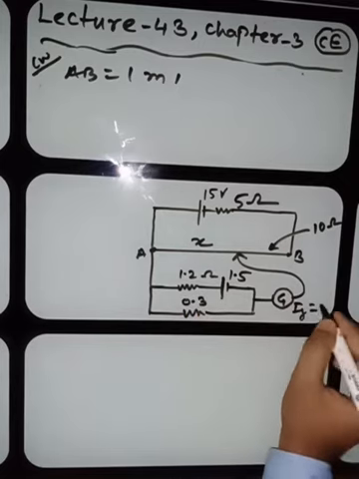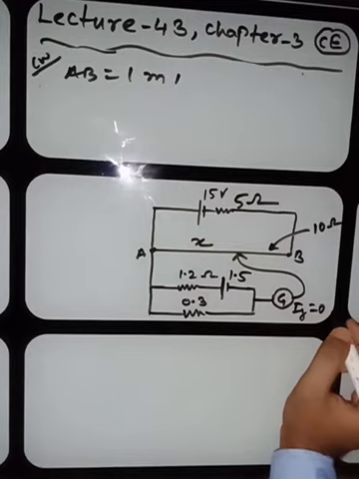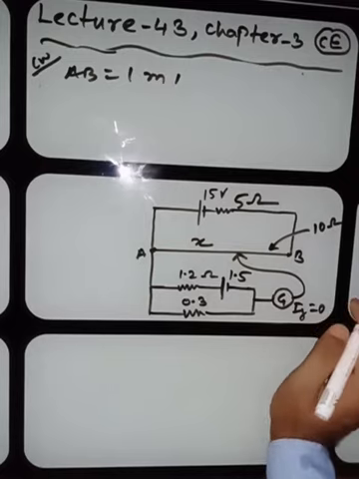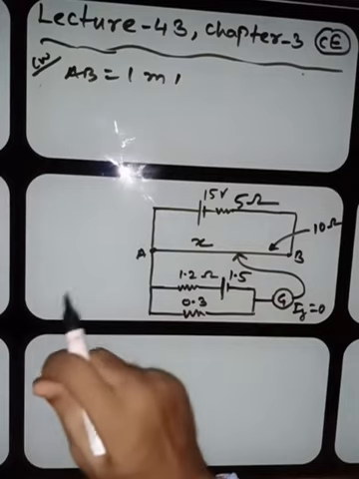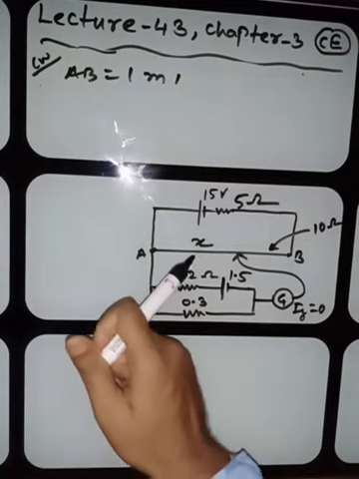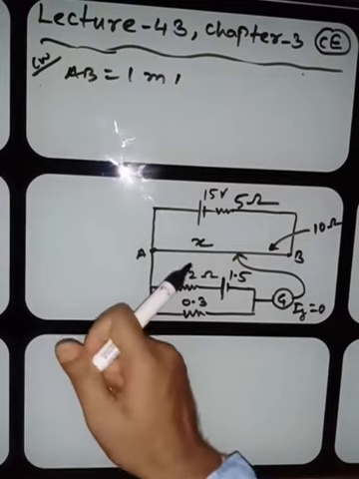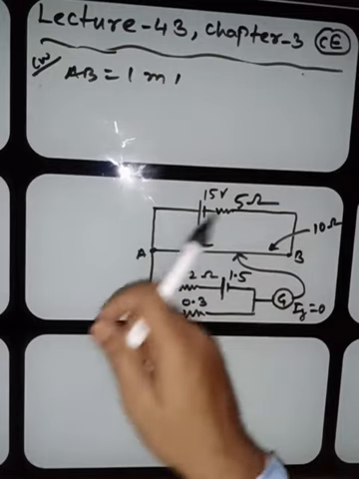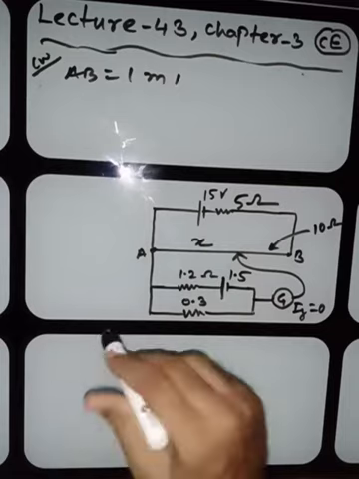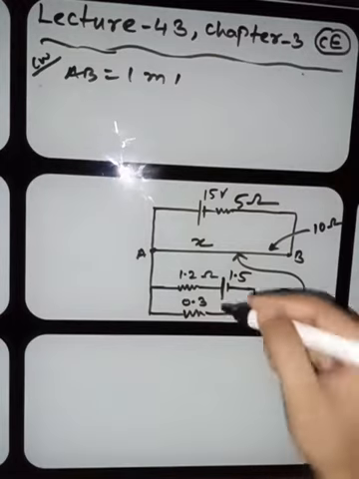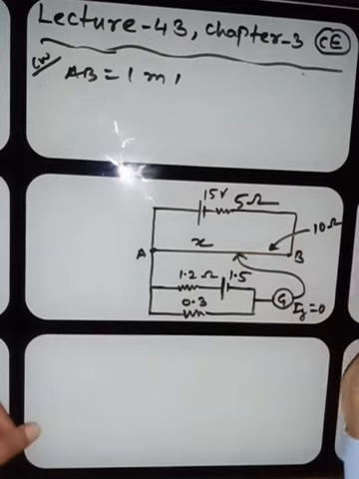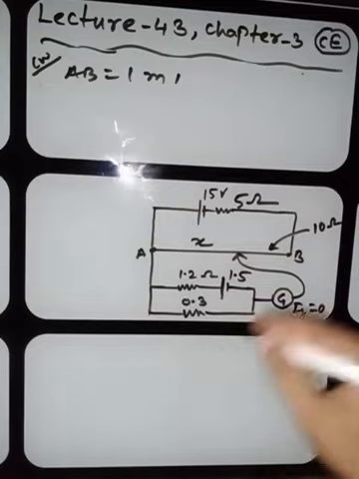When this I_G is 0, try to listen carefully to the question. You have to find the value of X, the length of this potentiometer. I have given all the data. How will you solve this question? Try to solve it by yourself. Pause the video and try to solve this question.